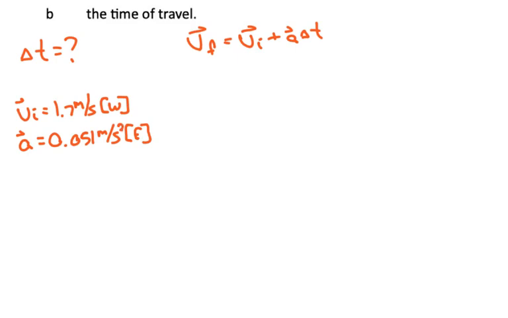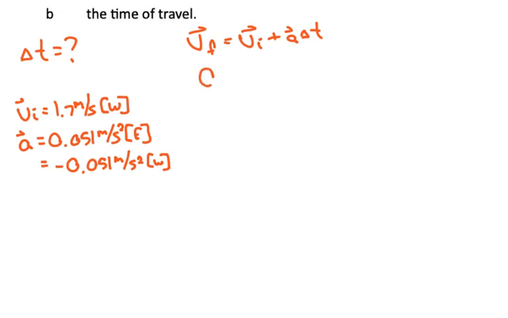We do still need to account for the direction, and we will need to flip one of these. I'm going to flip A just because I have the space with it. So that would be negative 0.051 meters per second squared to the west. Flipping VI to negative 1.7 meters per second to the east would do the same thing. We just need to make sure that all of our components are set in the same direction.